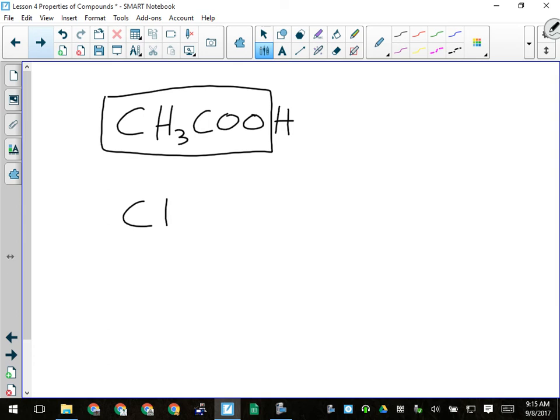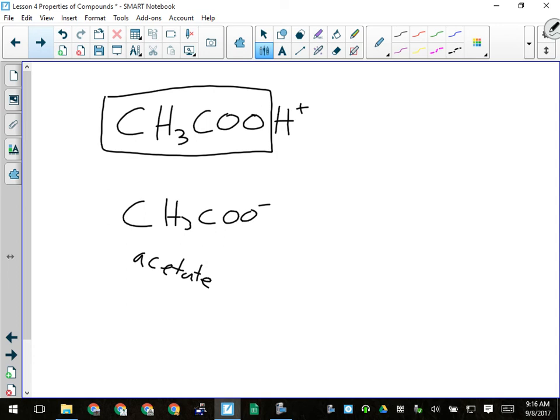It's CH3COO, and it's got a -1 charge, and it's called acetate. Okay, so it does have H plus in it. This is acetic acid. It's vinegar. Okay, acetic acid is vinegar, and that's what it looks like from a chemical perspective.